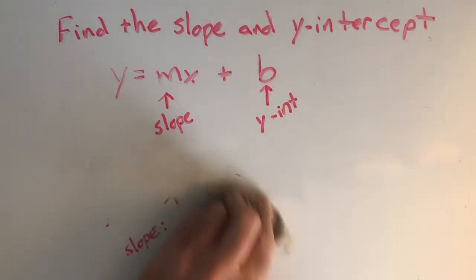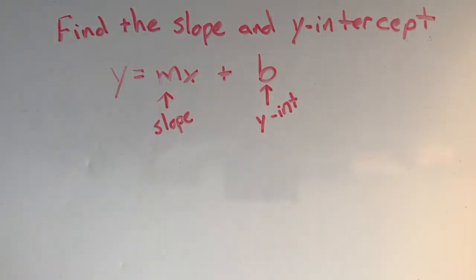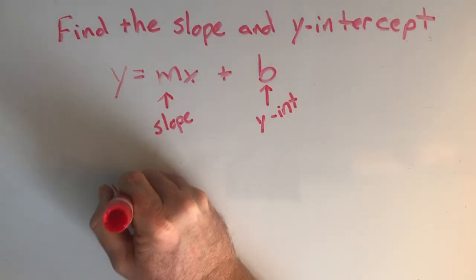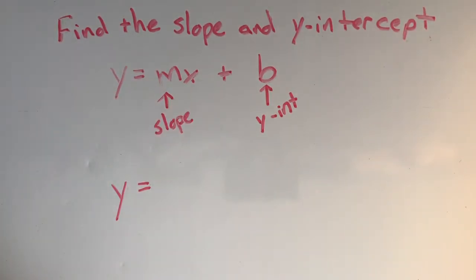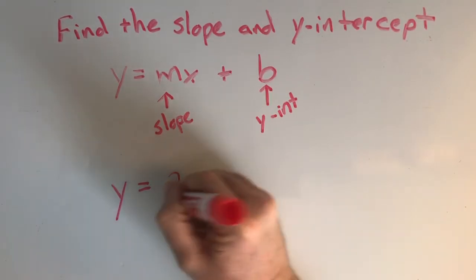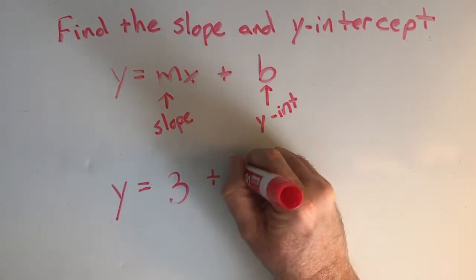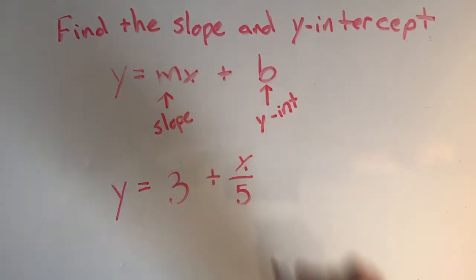All right, there's one type of equation that might be a little confusing, so I'm going to do one that's very similar to it. So this is y equals 3 plus x over 5.